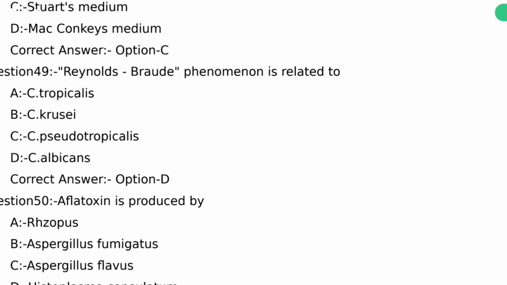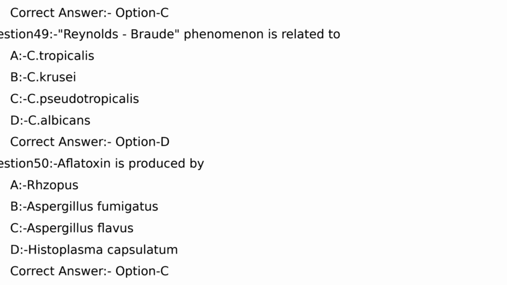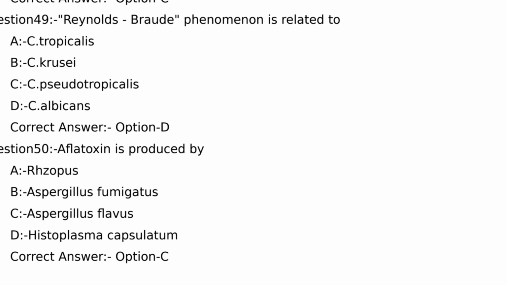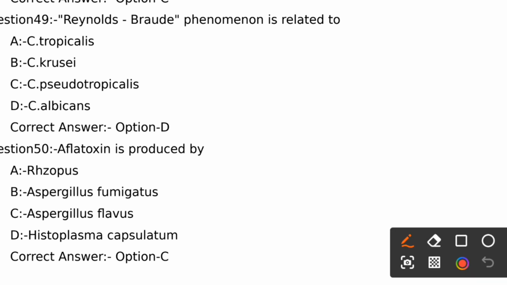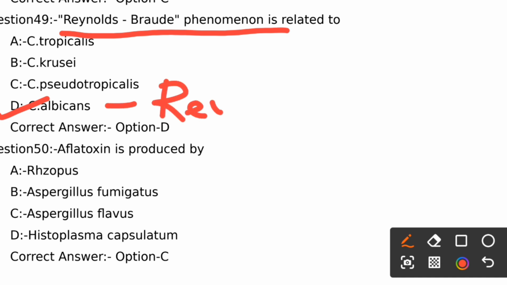Next question. Reynolds-Braude phenomenon is related to option A Candida tropicalis, option B Candida krusei, option C Candida pseudotropicalis, option D Candida albicans. Reynolds-Braude phenomenon is the formation of germ tube, and germ tube test is done to distinguish Candida albicans from the other species of Candida. So the right answer is option D Candida albicans. Reynolds-Braude phenomenon is associated with Candida albicans.